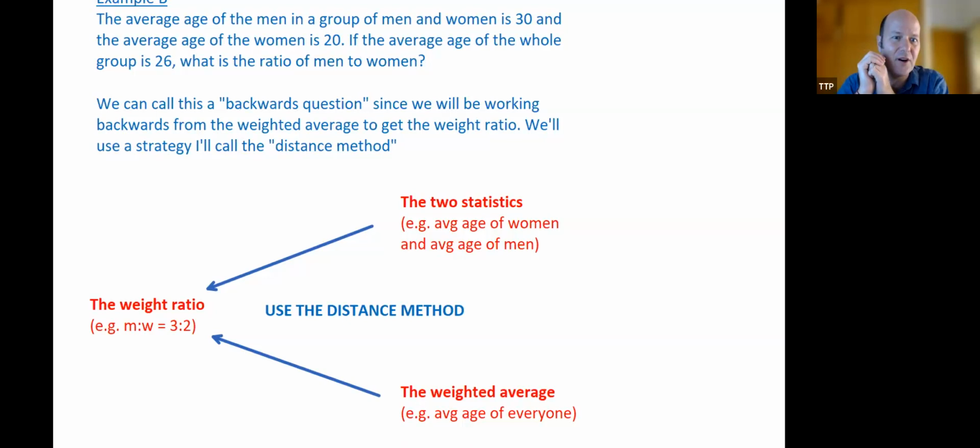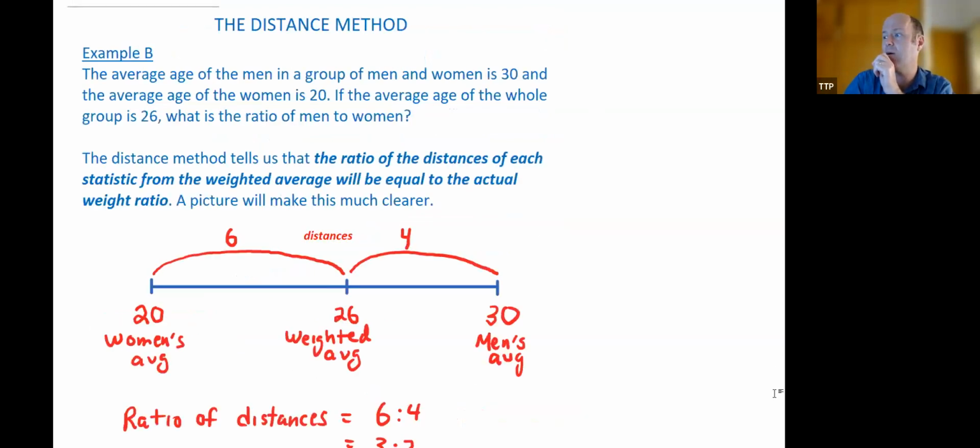This is kind of what I really want to get to, because this is the sort of really cool method that allows you to solve weighted average problems, the majority of weighted average problems, very quickly on the GMAT. So what is this distance method all about?